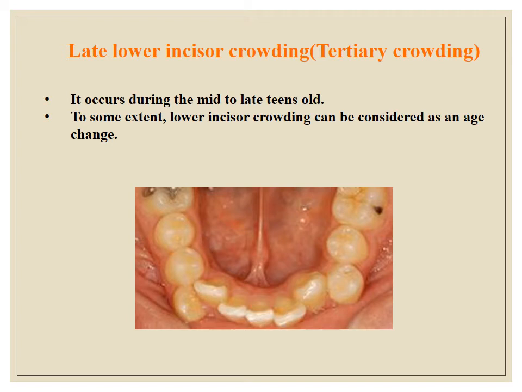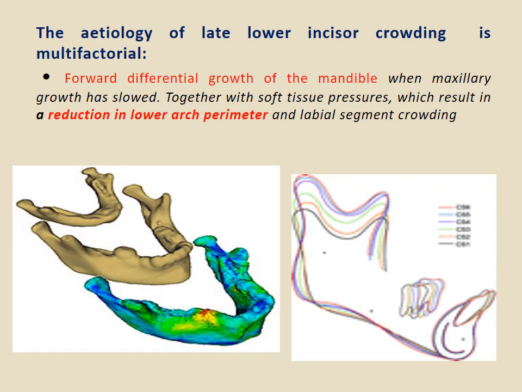the mid to late teens, which means that the patient will have an increase of any pre-existing lower labial crowding or the emergence of crowding in arches that were well aligned or even spaced in the early teens. And the causes are so many. The etiology of late lower incisor crowding is multifactorial.